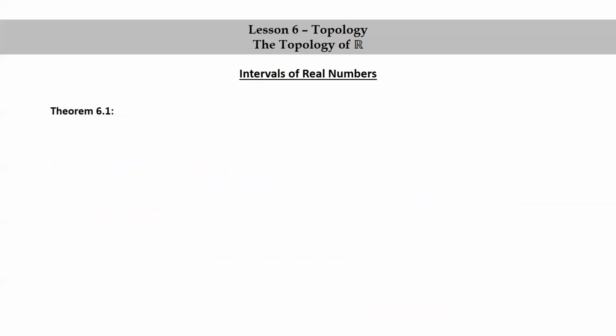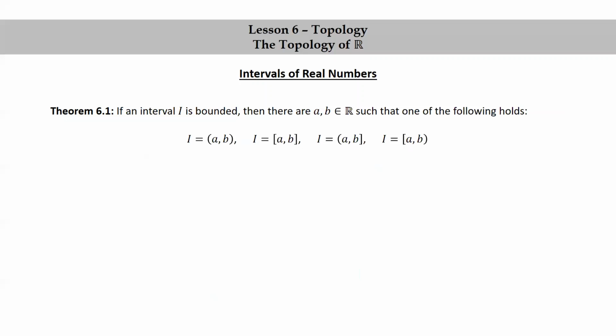As a partial proof of this, I'm going to go over it just for the bounded intervals. So we have Theorem 6.1 here, which says if an interval I is bounded, then there are A and B in R such that one of the following holds. I is either equal to the open interval A B, the closed interval A B, or one of the two half-open intervals from A to B.